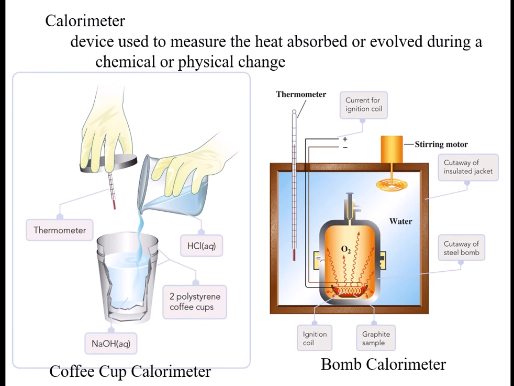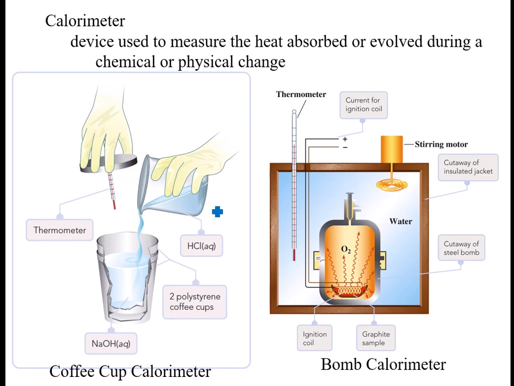Now, a calorimeter is a device used to measure the heat that's absorbed or evolved during a chemical reaction or physical change. We have two different types. We have the cheap, easy kind, which is called the coffee cup calorimeter, and it's simply two styrofoam cups stacked together. And then sometimes you'll have a lid across this also, to keep the heat from escaping from the top.